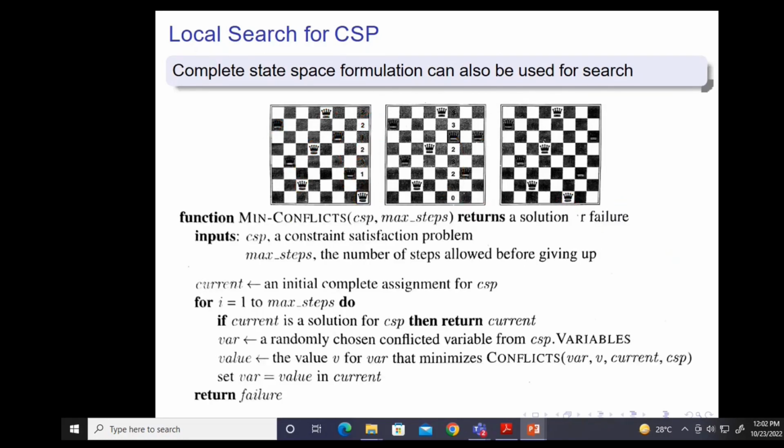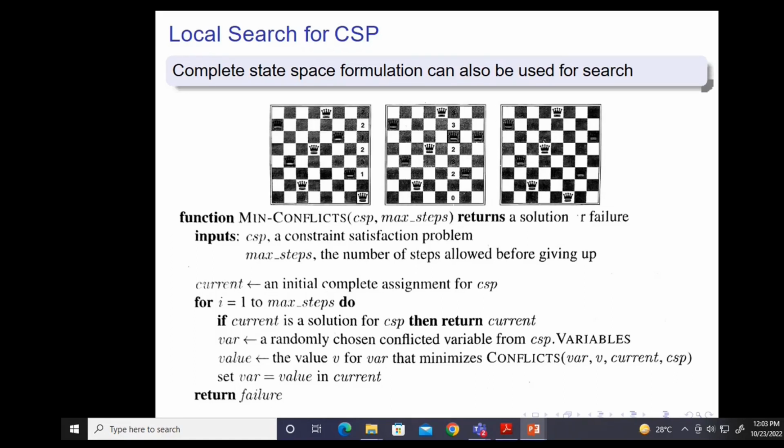Then I again pick any one other queen and try to see, if I move it to other places, how many conflicts there are. Again I see that if I put it here, it becomes 0. So this is the solution now. If I put it here, then I get the solution. So this is how, using backtracking and by reducing the number of conflicts, I can move in the forward direction.